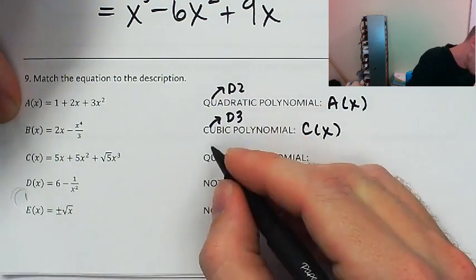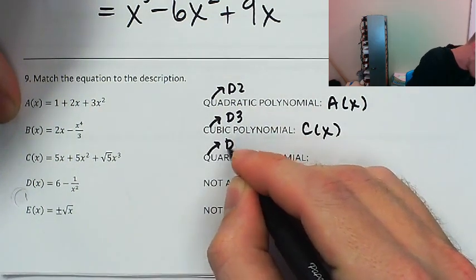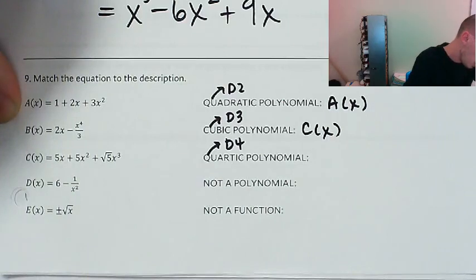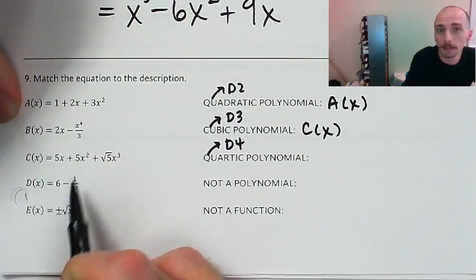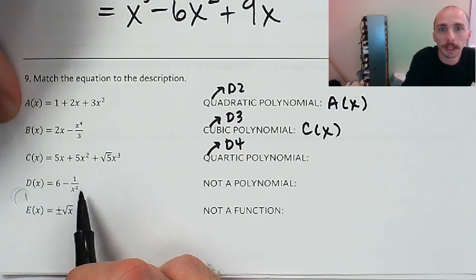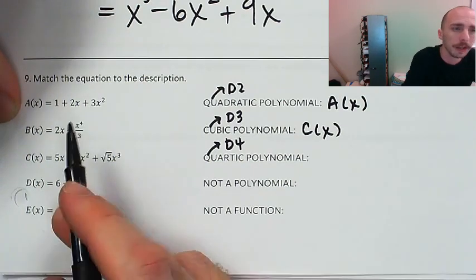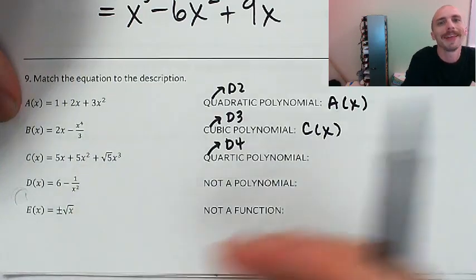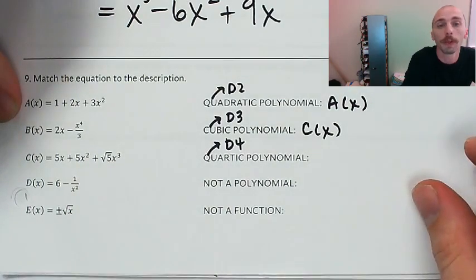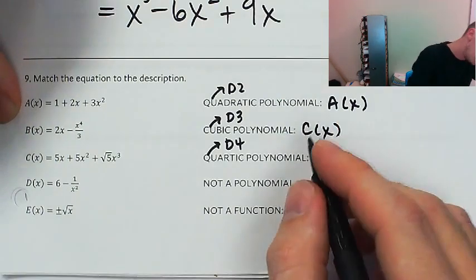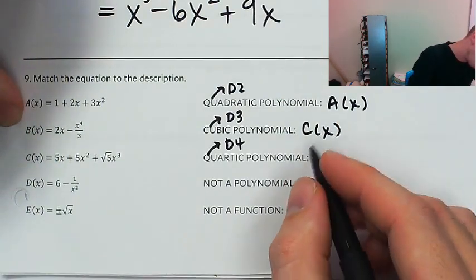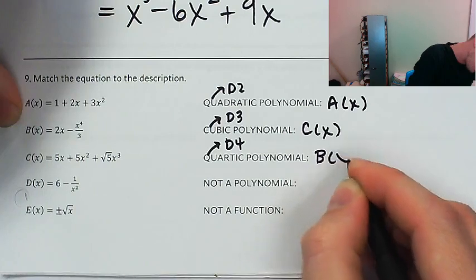Right. Quartic polynomial, that's degree 4. Okay. This is going to be degree 4 because although, like this is going to not be a polynomial because of the dividing by x or the negative powers of x, taking x to the 4 and dividing by 3, that's like 1/4 or 1/3 of x to the 4th. And that's just a number. Okay, so quartic polynomial is going to be b of x.